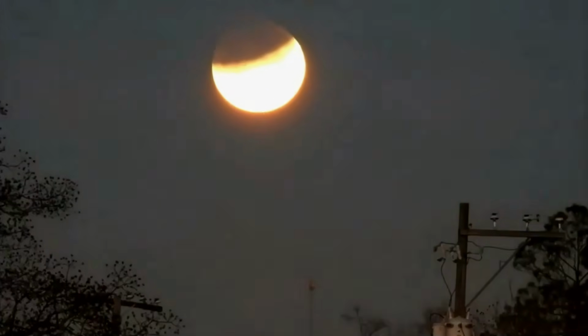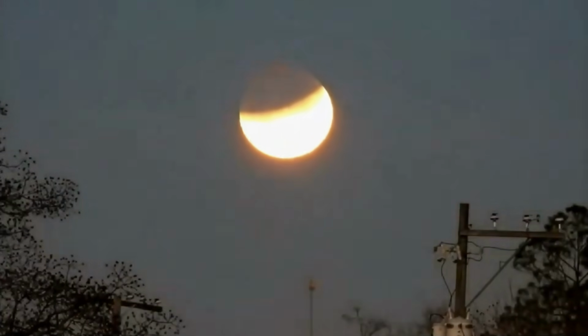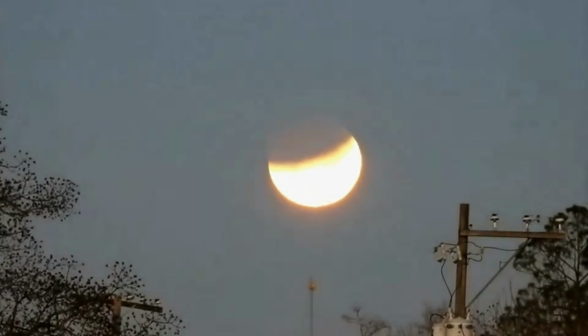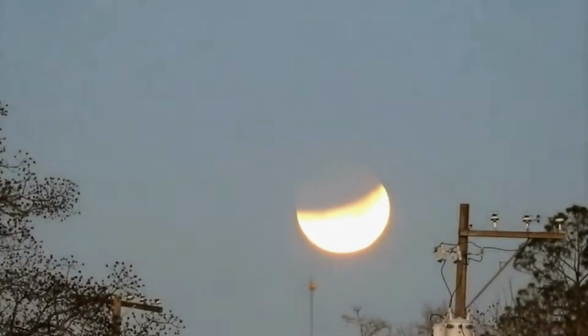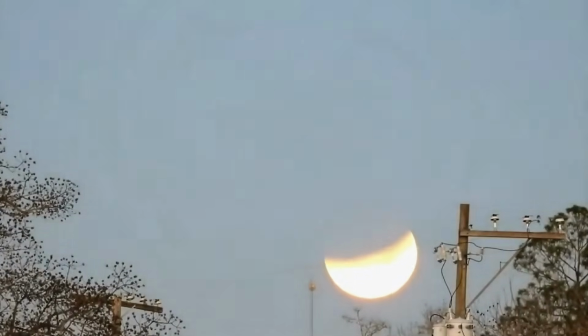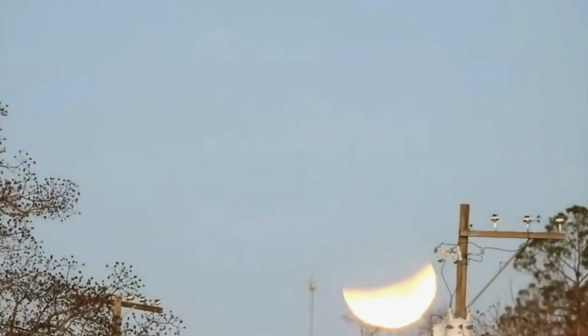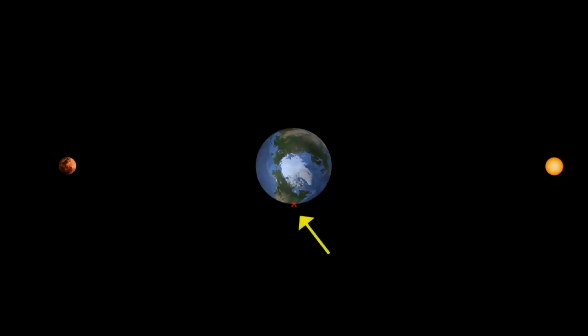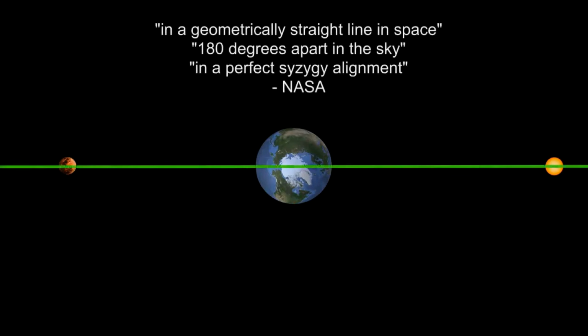Ron shot this footage from Chipley, Florida on January 31st, 2018. On that day in Chipley, the moon set at 6:34 and the sun rose at 6:34. So both sun and eclipsed moon were on, or at the very least at, the horizon at the same time. So here's Ron on the Terminator line in Chipley, Florida, and here's his sun, Earth, and eclipsed moon in a geometrically straight line in space, 180 degrees apart in the sky, in a perfect syzygy alignment.